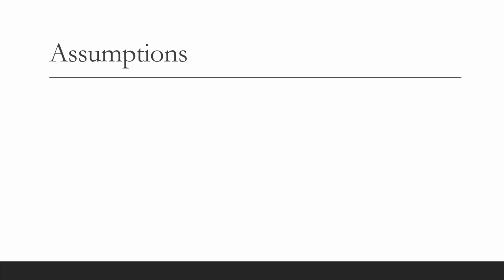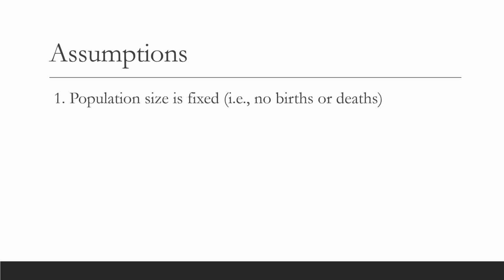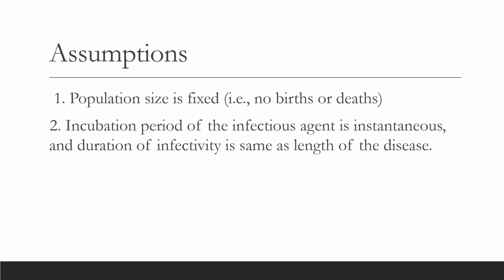Kermack and McKendrick had certain assumptions when they proposed this model. It is assumed that the population size is fixed, that is, no births or deaths due to disease or deaths by natural causes. The incubation period of the infectious agent is instantaneous, and the duration of infectivity is the same as the length of the disease. It is also assumed to be a completely homogeneous population with no age or social structure, etc.